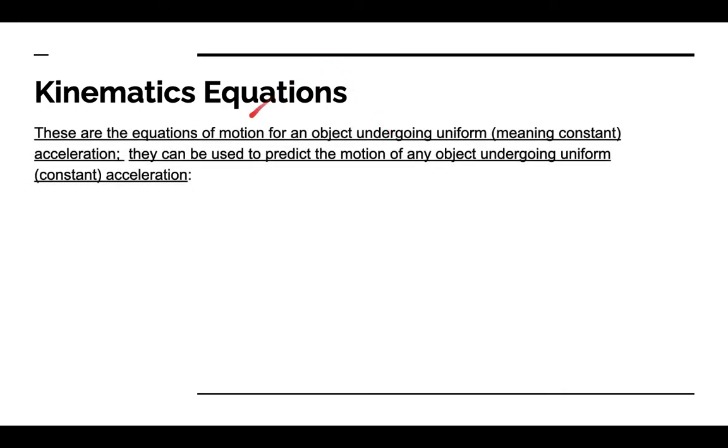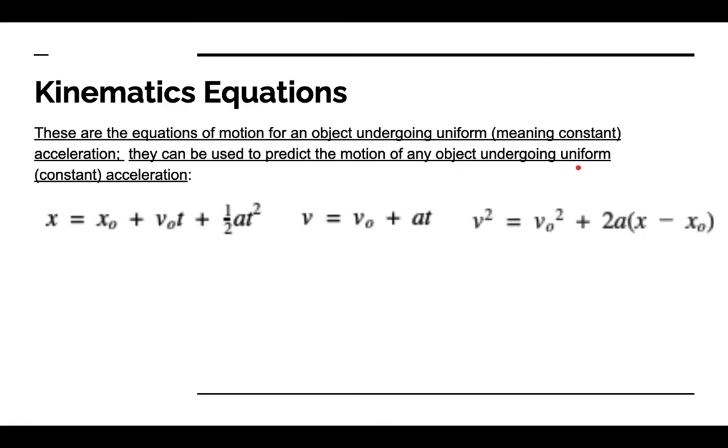So these are equations of motion for an object undergoing uniform, meaning constant, acceleration. So kinematic equations can be used to predict the motion of any object undergoing uniform or constant acceleration. If the acceleration is not constant, the kinematic equations cannot be used. So here are three kinematic equations. These two we cannot derive because they require calculus, while this one we can make a little bit of sense of.